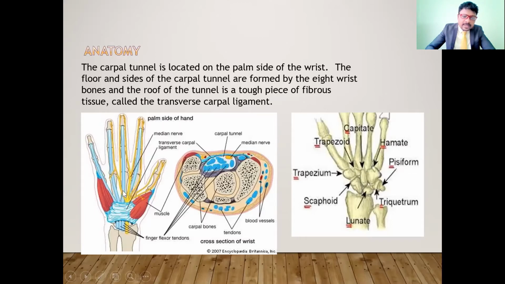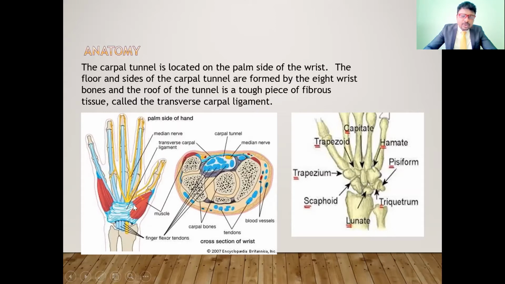This yellow color is the nerve. This nerve supplies the thumb, index finger, middle finger, and half of the ring finger, so this area is going to be affected. The carpal tunnel is located at the palm side of the wrist. The floor and sides of the carpal tunnel are formed by the eight carpal bones, and the roof of the tunnel is a tough piece of fibrous tissue called the transverse carpal ligament, which is also affected.